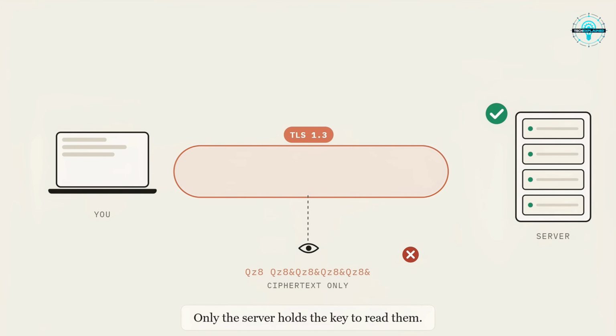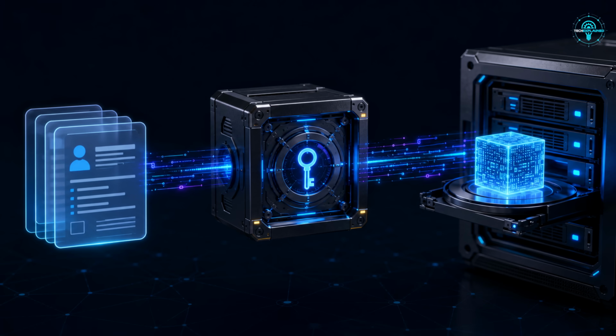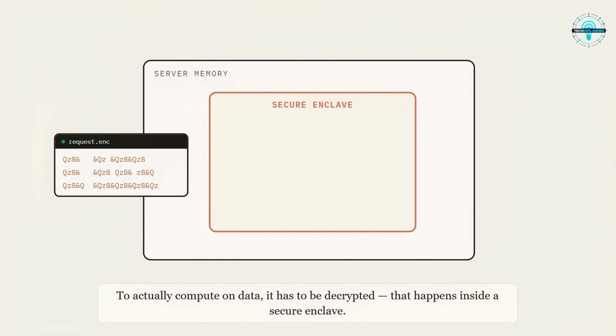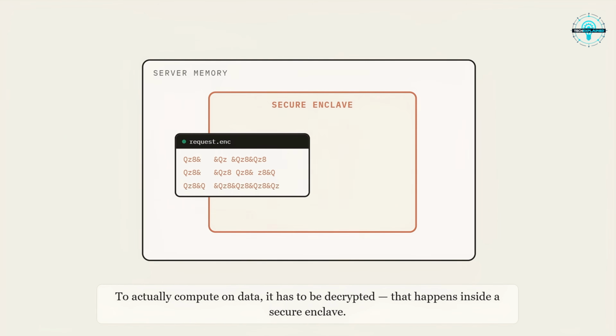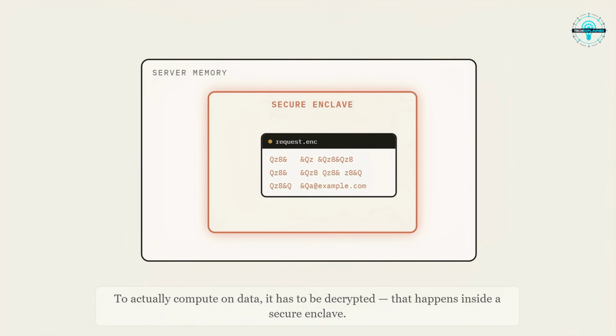Finally, we have data in use. This is when an application is actively working with the data. To process it, the system usually needs to unlock it. For highly sensitive workloads, that can happen inside a secure enclave. Think of it as a private room inside the computer.